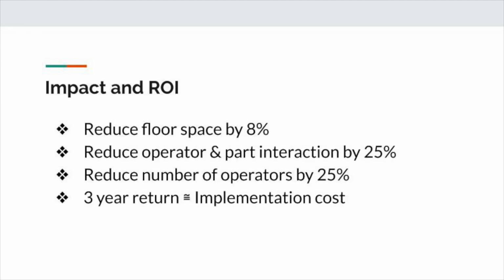By rotating all 3 cells, we were able to reduce the total floor space by 8%. The new way of handling the parts in the cell with roller tracks reduced the overhead hoist usage by 25%. Due to the work cell tasks being rearranged amongst the operators, the labor hours required in each of the 3 cells was reduced by 25% while still maintaining current throughput. Overall, the 3-year return on these improvements approximately equals the upfront cost of implementation.